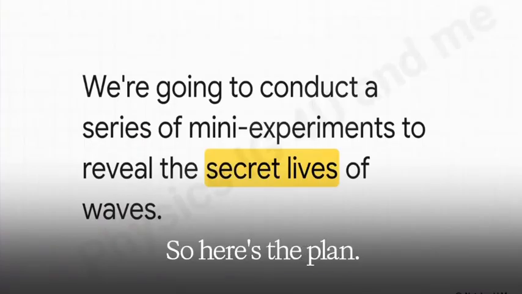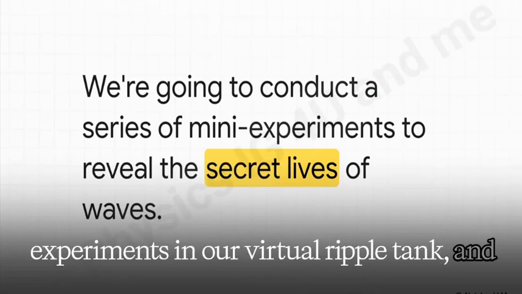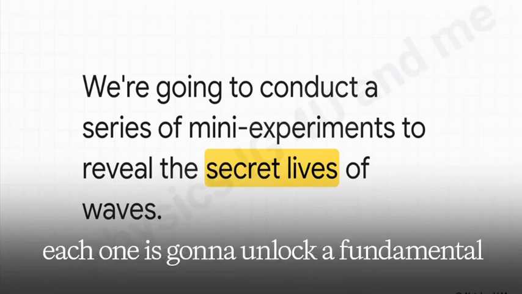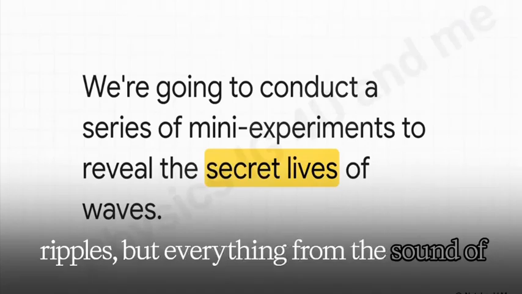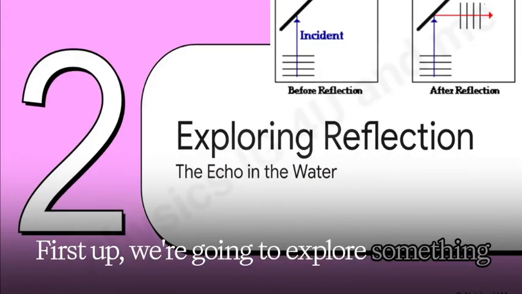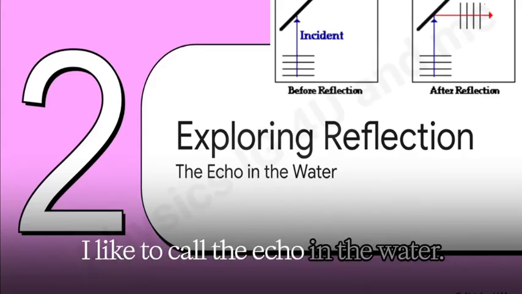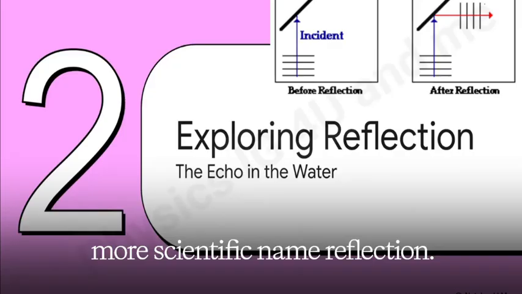So, here's the plan. We're going to run a few quick mini experiments in our virtual ripple tank, and each one is going to unlock a fundamental rule that governs not just these little water ripples, but everything from the sound of my voice to the light from a distant star. First up, we're going to explore something I like to call the echo in the water. You probably know it by its more scientific name, reflection.